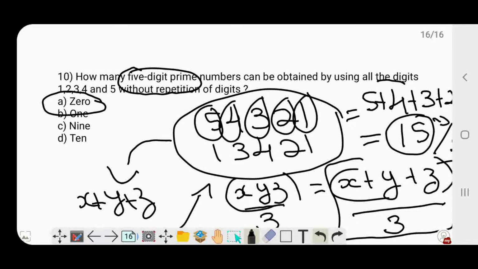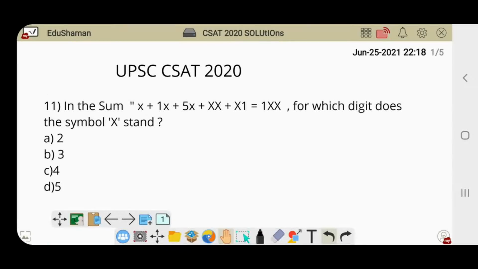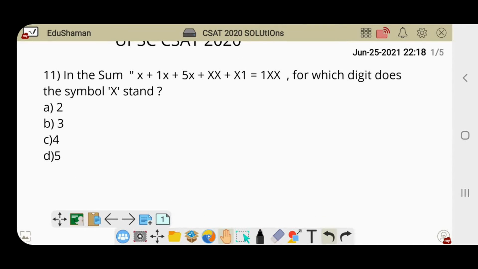This is a very peculiar question, and most questions would require a logical approach, which is not the case here. In this sum, cross plus 1 cross plus 5 cross plus cross cross plus cross 1 is equal to 1 cross cross. For which digit does the symbol cross stand? For simplicity, I have written cross as x. x plus 1x plus 5x plus xx plus x1 is equal to 1xx. If we see this digit x, it appears in the units place.